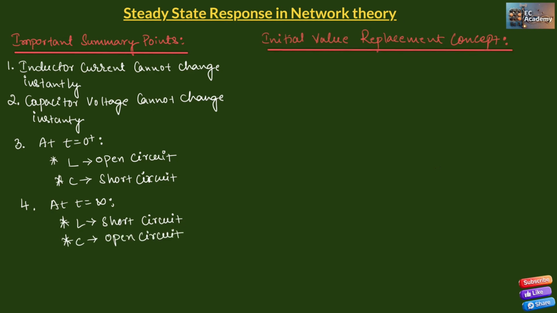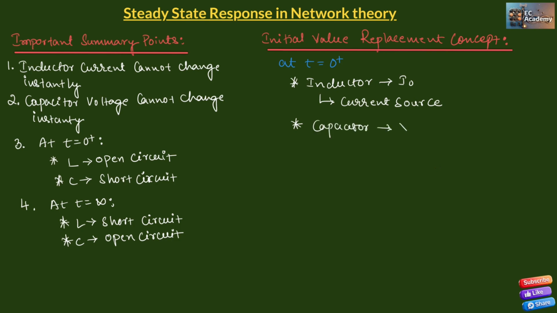Now let us understand the initial value replacement concept. Now this is very important concept. At t is equal to 0 plus, which is initial condition, the inductor with initial current I0, we need to replace the inductor with current source and the capacitor with initial voltage V0, we need to replace the capacitor with voltage source. This is very important when we are having some initial value.